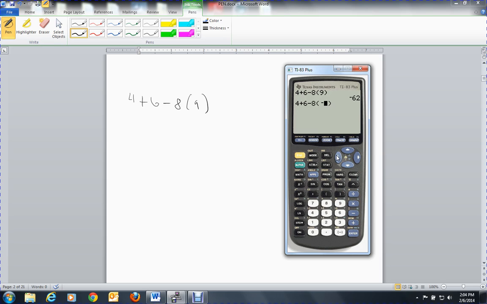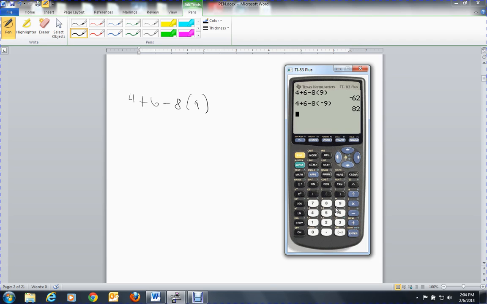Or I could have done this. Above the delete key is INS, that's insert, which is yellow. So if I hit second delete, I can then type in that negative sign, then hit enter. I don't have to go to the end to hit enter. I can just hit enter anytime I want to, and it gives me the answer.